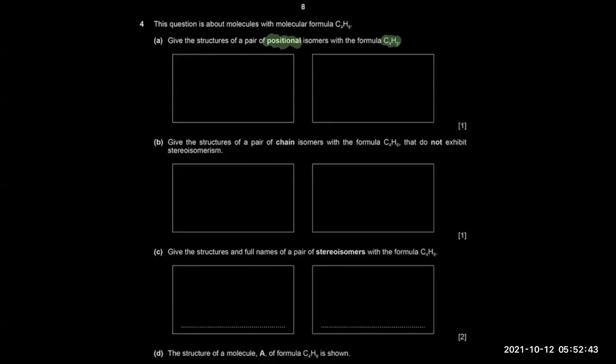Okay, so C4H8 generally kis tarah ke hydrocarbons ka hota hai? Alkenes. So when we're talking about positional isomers, what group is changing in position? The double bond, right? Yes, alkenes are cyclic alkenes. But if positional isomers, they have to be alkenes, right? Because of the functional group present. So if they're positional isomers, they have to be alkenes.